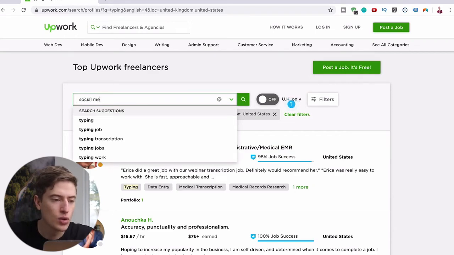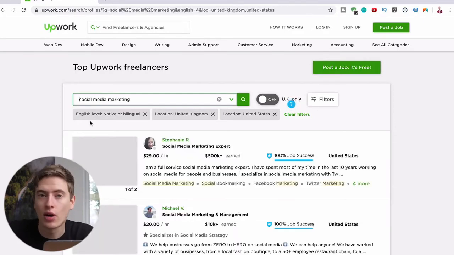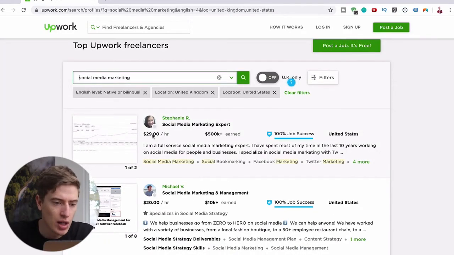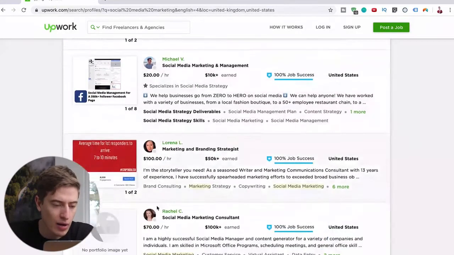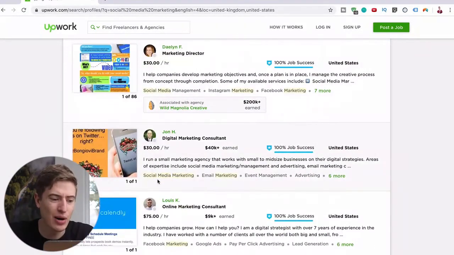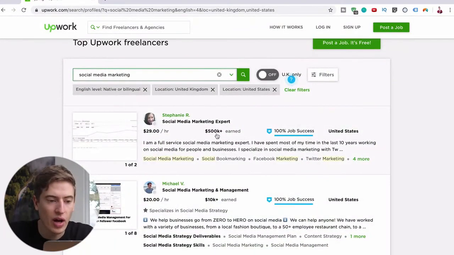Let's have a look at social media marketing. Right, now I'm assuming as a 16-year-old, you're probably pretty good at Instagram, TikTok, Facebook, all these kind of things. So why not do other people's social media, right? And look how much they're charging. $29 per hour, $20 per hour, $100 per hour, $70 per hour, $30 per hour, $30 per hour, $75 per hour. So you can see it's a lot more. This person's earned $500,000. That's insane.